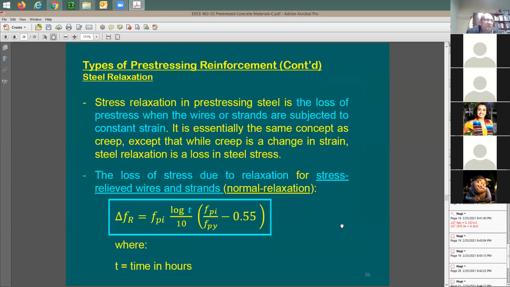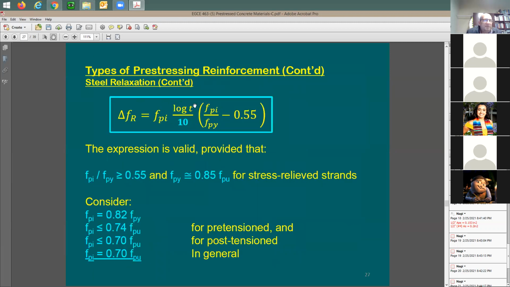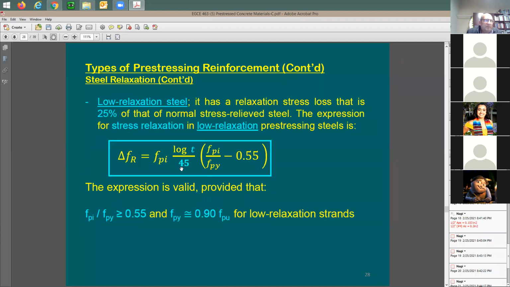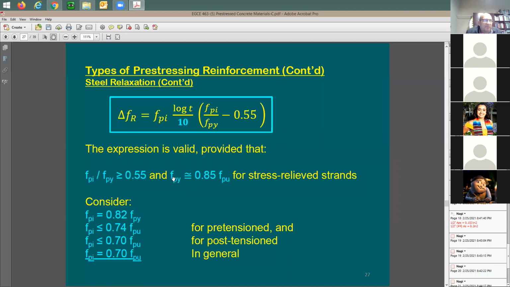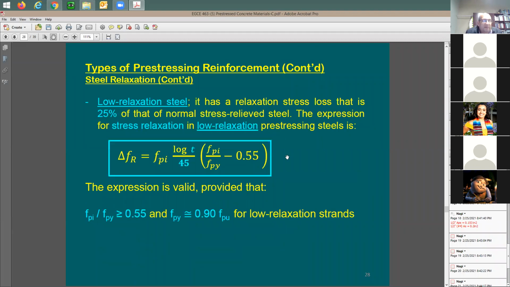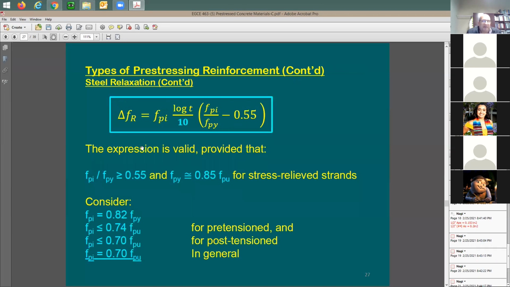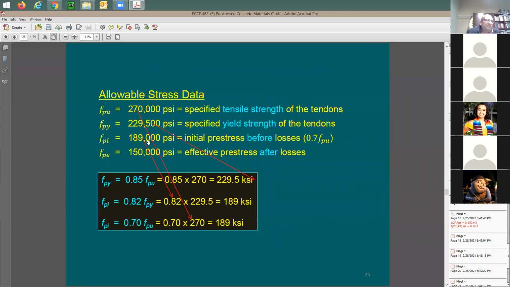Again, the conclusion is based on these two empirical formulas. This one here, the denominator is 10, and this one here, the denominator is 45. For the low relaxation, the yield strength itself is going to be higher because it goes to 90%. For the stress relieved, like what the code says, it's about 85%. So this type of strand allows you to put more stress on the strand. But in our course, we're going to be using this type, which means I'd like to keep these values.